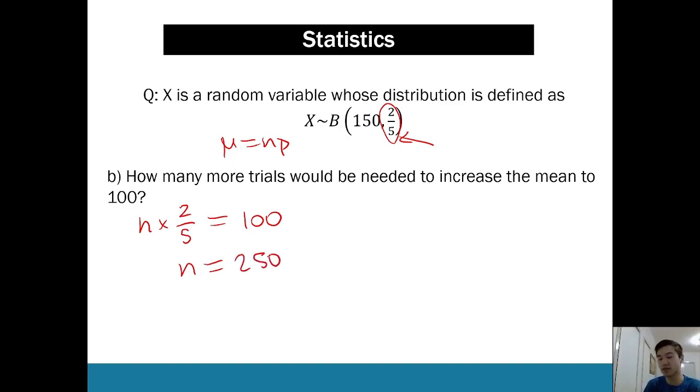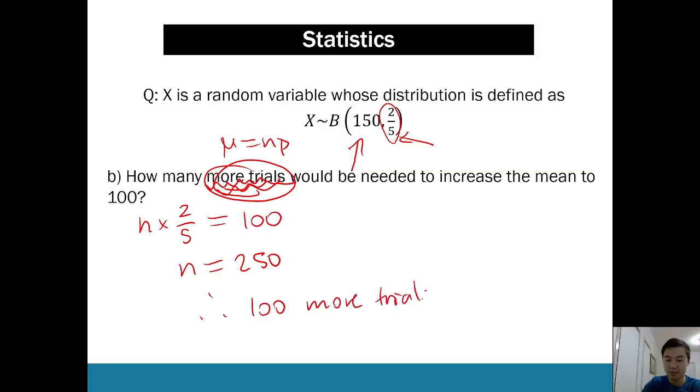But we need to read the question carefully. We can't just answer with 250. They're asking how many more trials would be needed. So we already have 150 trials. Therefore, we will answer 100 more trials are needed. Because we already have 150 trials, we want 250 in total. So after 100 more trials, you will get a mean of 100.